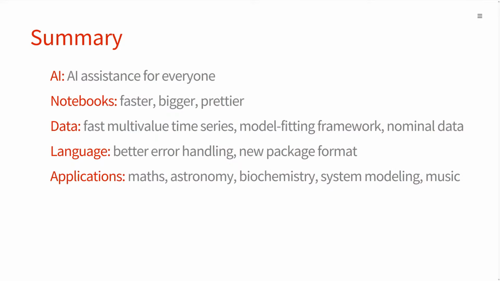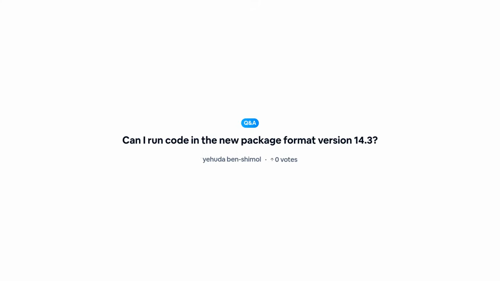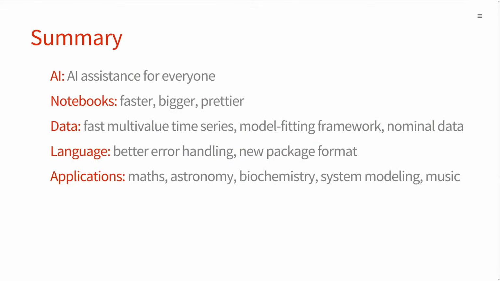Can I write code in the new package format in version 14.3? I think the answer is, strictly speaking, no. But it might work, because we've actually been using the new package format internally for a while as we've been refining the design of it. Unless we change the names at the last minute, it may well work by accident because it was an undocumented feature in 14.3. But I wouldn't trust it, and it's certainly not guaranteed.